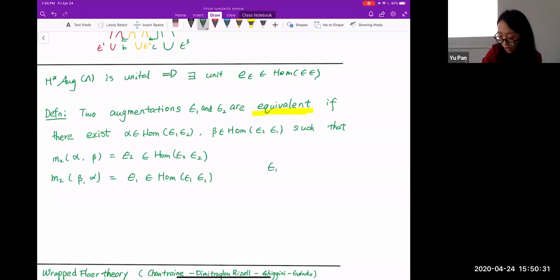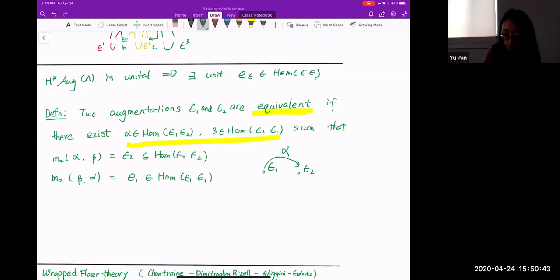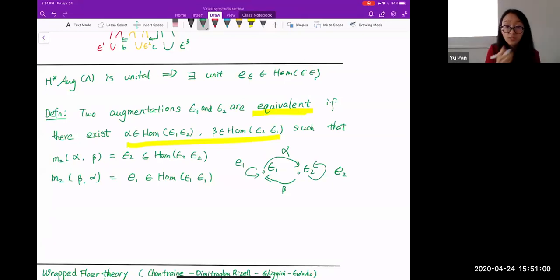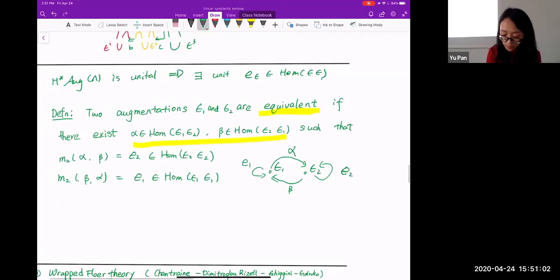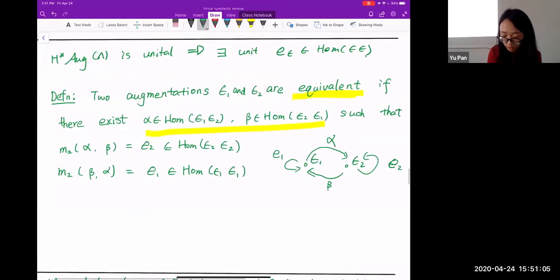Okay. So two augmentations are equivalent. These are two objects, so we got these two augmentations. They're equivalent if there is a map alpha from 1 to 2 and a map beta from 2 to 1, such that when you compose them in one way, you get the identity. And when you compose them in the other way, you also get the identity. So that's an equivalence relation in a category.